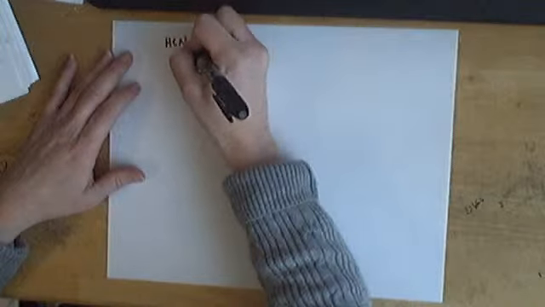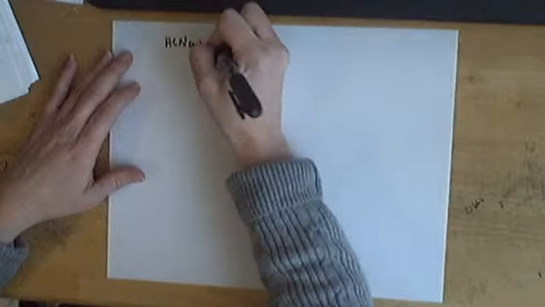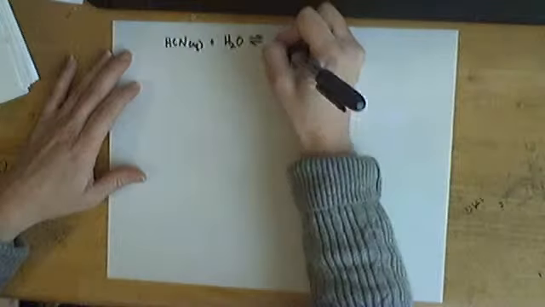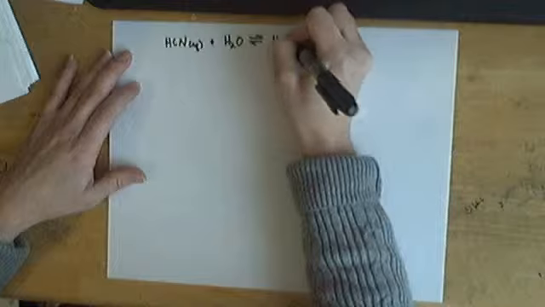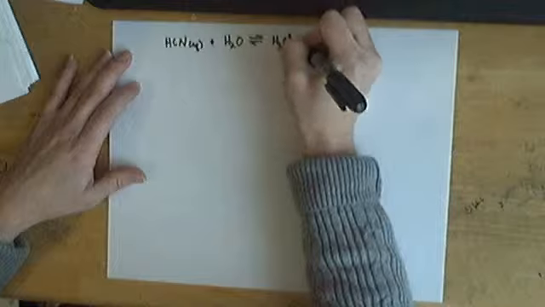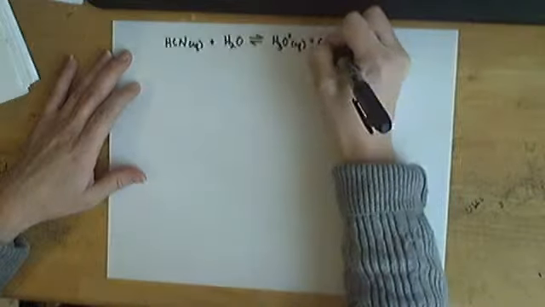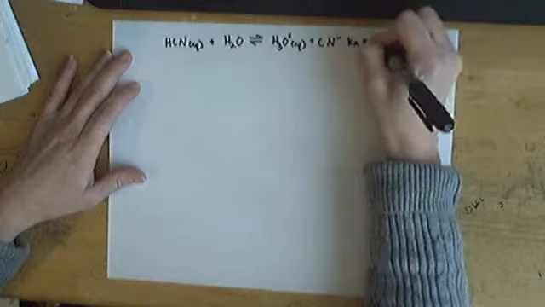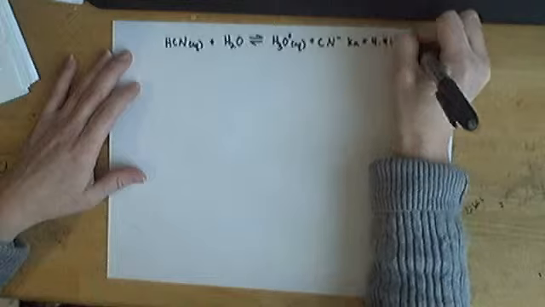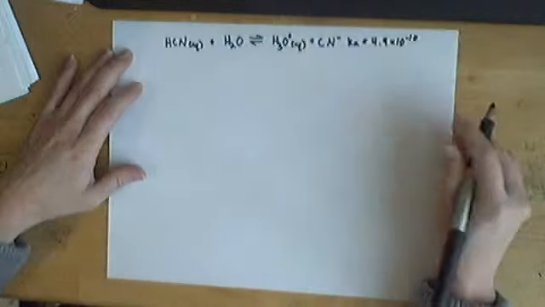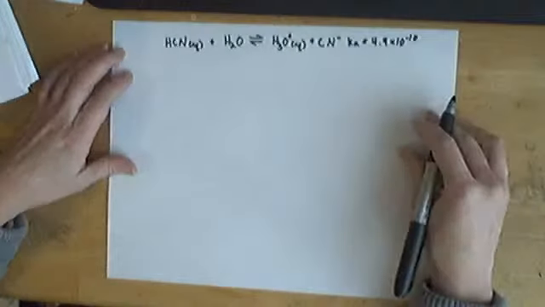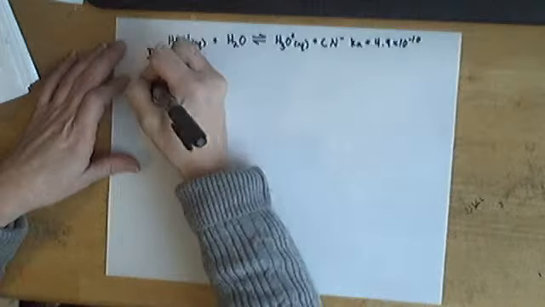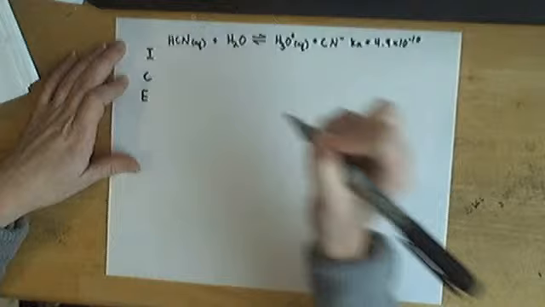This is my hydrocyanic acid plus water going to hydronium ion plus cyanide, and the Ka. Okay, so then the second step is to make an ice table, alright? That's initial, change, and equilibrium concentrations.